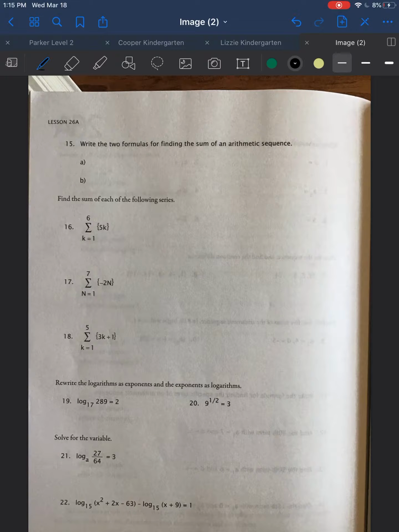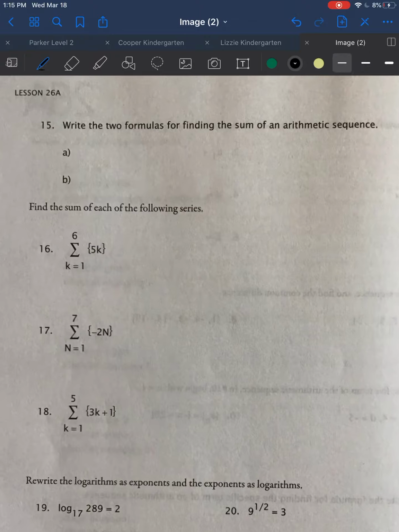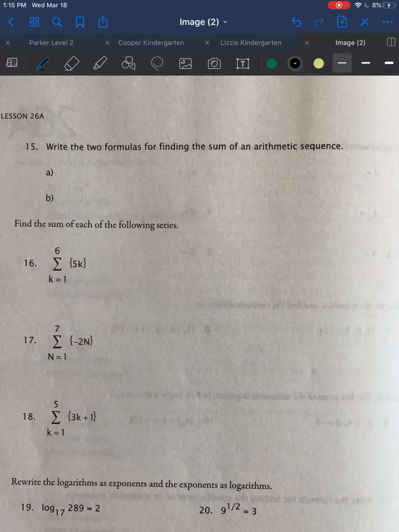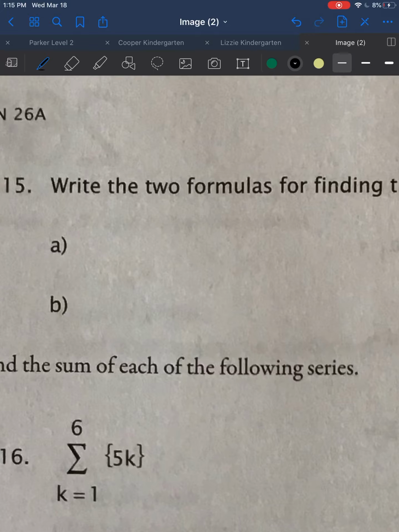Okay, look, now we get to do the back. Yay! Write the two formulas for finding the sum of an arithmetic sequence. These are both important to know. They have a little bit different usage. The first one is a lot cleaner, and I'm going to end up using that one pretty much the whole time. But I'll explain why the other one has some value.